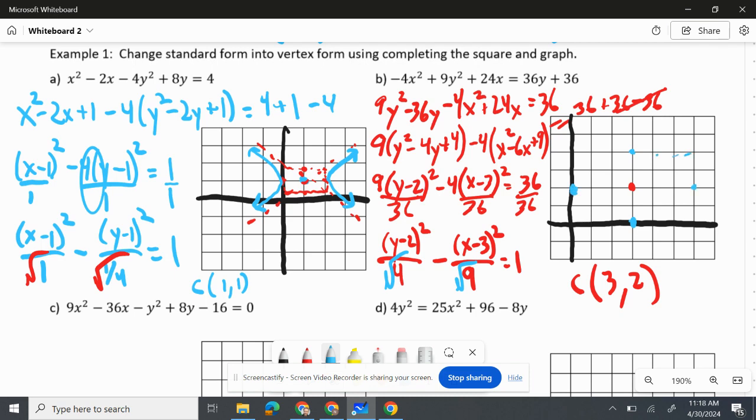I make my imaginary box, and what it does is it helps me graph my asymptotes. So I'm going to go from corner to corner. And when I look at this, what I notice is that my y value is the positive one. So that means that I'm going to go up and down. So the box helps guide me, and the asymptotes guide me, so I can draw my hyperbola.